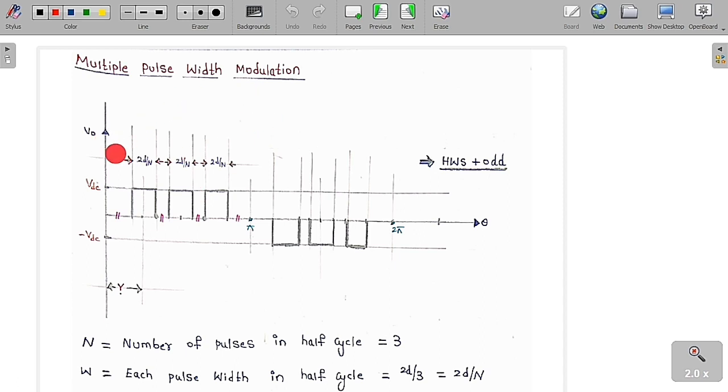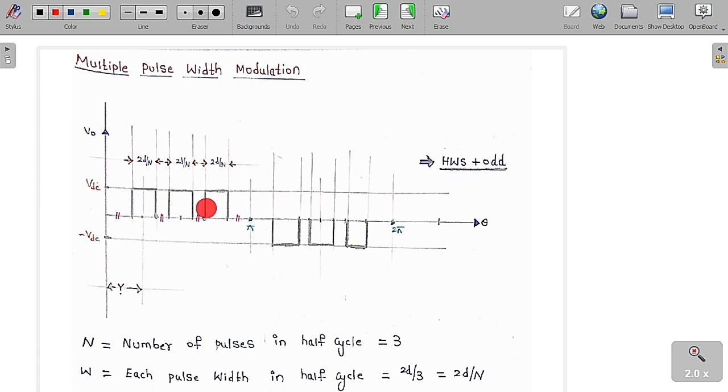So let me assume this is the output voltage we are going to get, which is of 3 pulses. So overall pulse width is nothing but 2D. So pulse width of each signal is 2D by capital N. So 2D by N is the pulse width of each and every signal. So this is basically a half wave signal plus odd. So therefore this is half wave symmetry plus odd signal. You can see clearly this is an odd signal, and also it is a half wave symmetry.